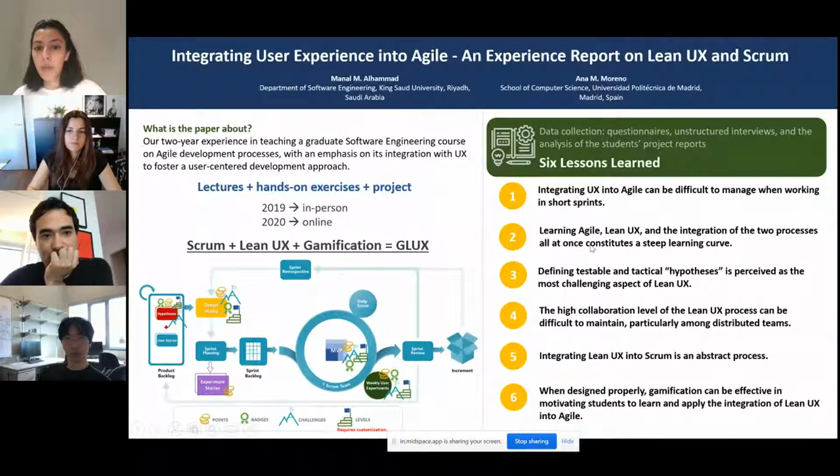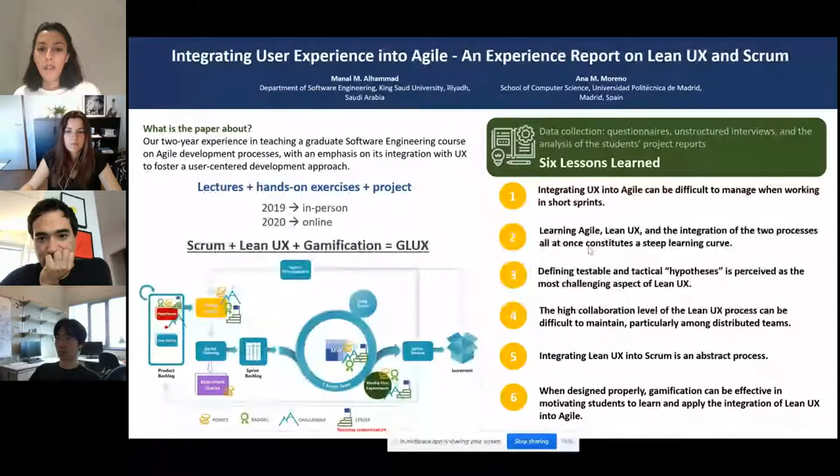The second lesson that we learned is that learning Agile with Lean UX and their integration together can be very overwhelming to the students, because not all of them had prior experience in Agile. Some of them felt that there's a lot to take in this course because we're teaching Agile with Lean UX and also integrating both processes together. The third lesson was that defining a testable tactical hypothesis was one of the most challenging concepts of Lean UX for the students to understand and grasp.